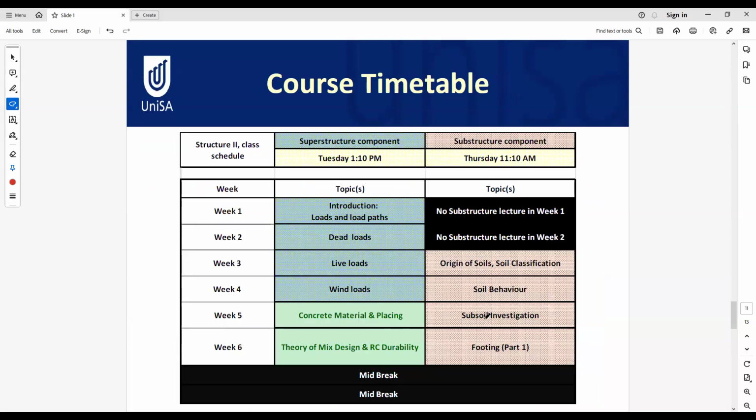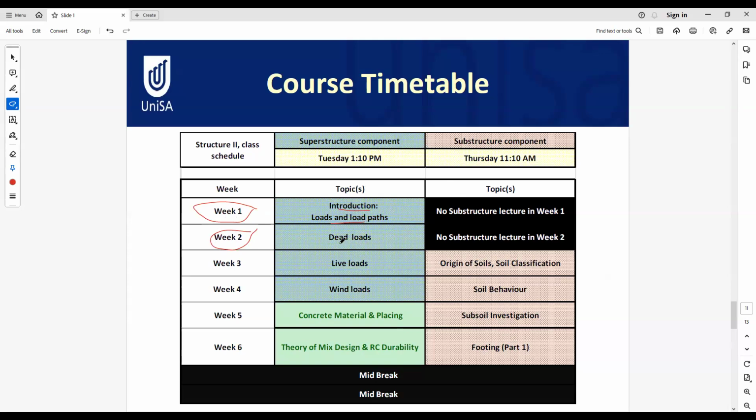And here is again the course timetable. It's already on the course Learn Online website, but here as well you can see the topics we will be studying. In weeks 1 and 2, there is no substructure lecture, so we have only superstructure lectures. Today we are looking at the introduction to loads and load paths.